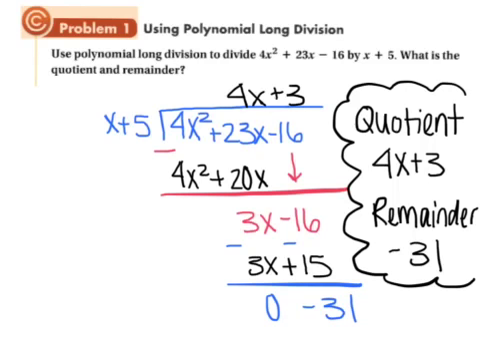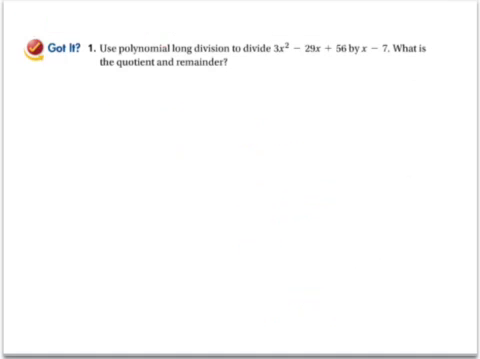Okay, let's try another. Oh, yes. How would you write that negative 31, like, on top? You mean if you weren't writing it as the word remainder? You could put it negative 31 over x plus 5. You wouldn't write it with a decimal point. Since you're using the variable, you wouldn't write it with a decimal. You would just list it as a remainder.